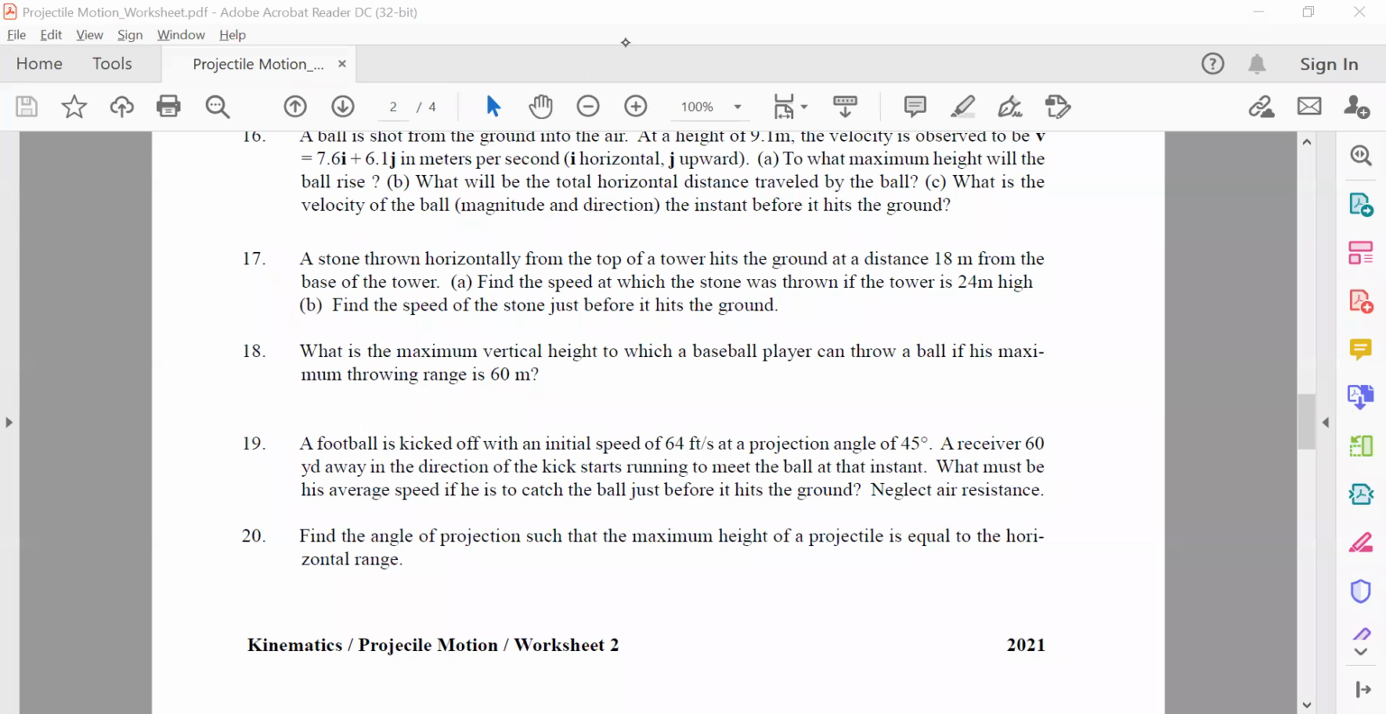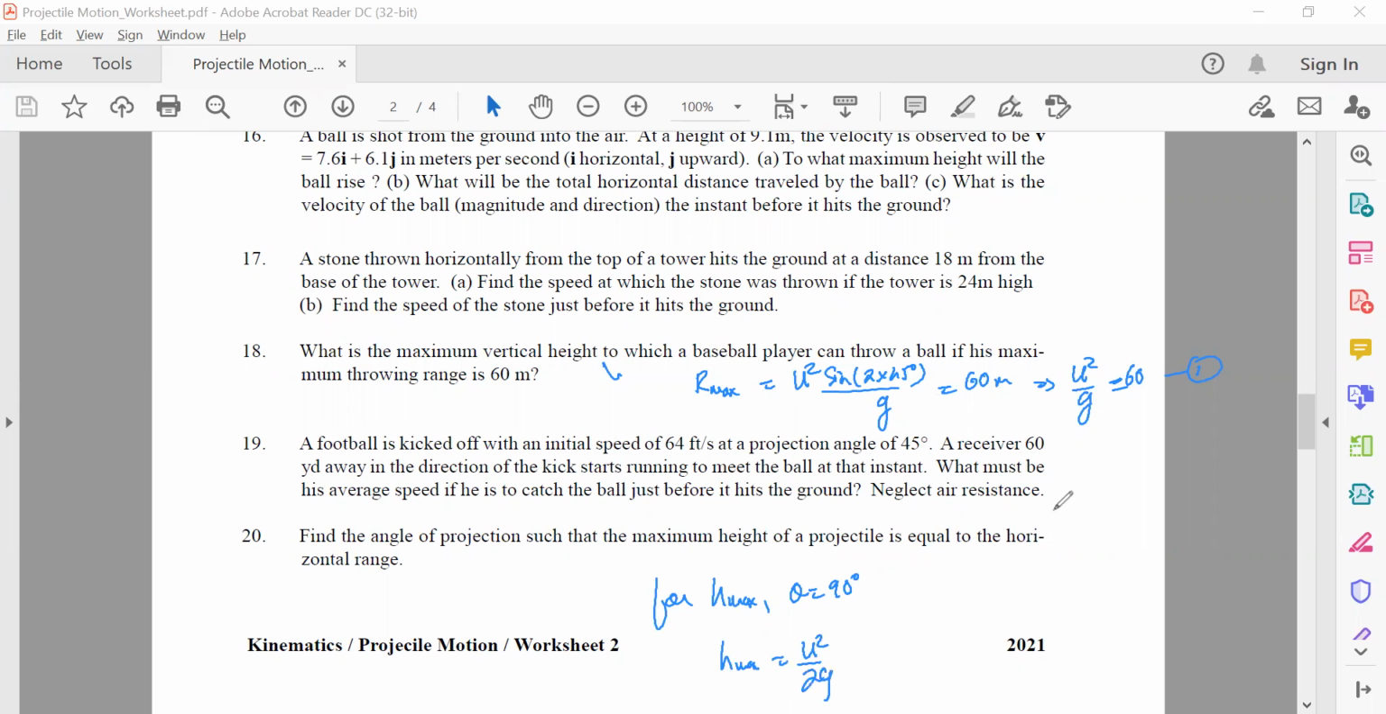Yes, sir. So we don't even need to calculate the value of u. What you can understand in this is that maximum range is u square sine 2 into 45 degrees divided by g, and that is given to us as 60 meters. That means u square by g is equal to 60. Now for h max, the angle of projection should be 90 degrees. So h max will become u square by 2g. So substitute this here, and it will become 30 meters. But for this, you should project vertically.